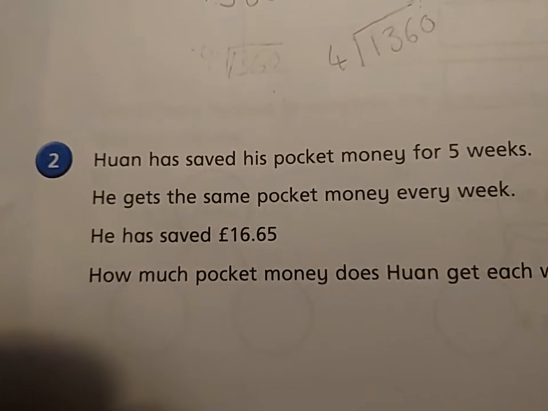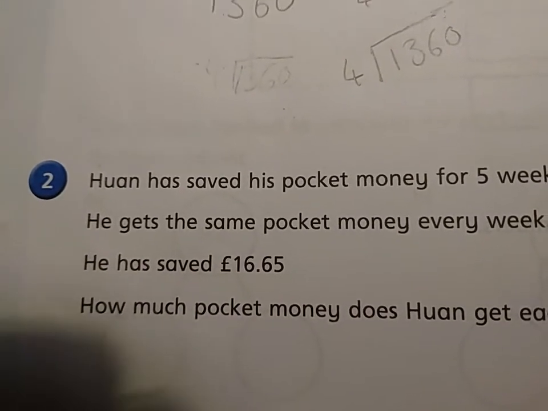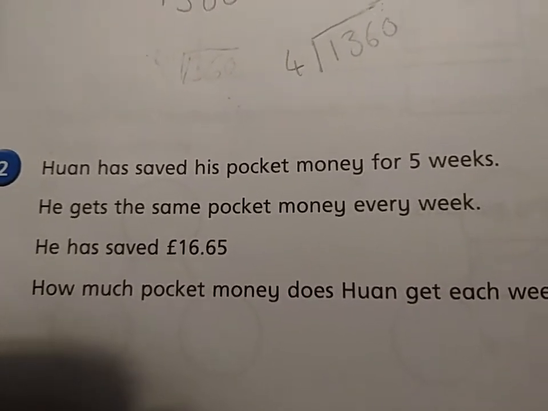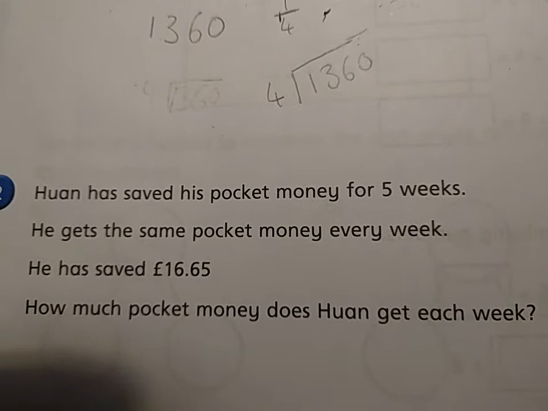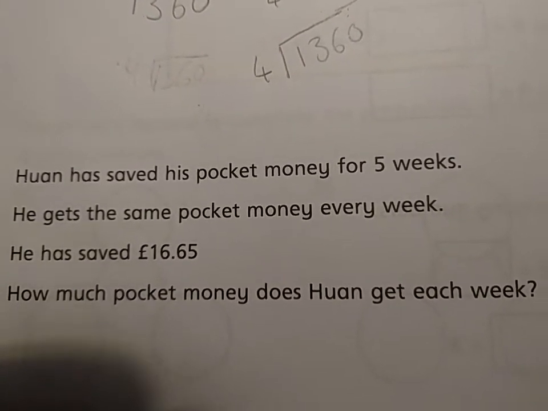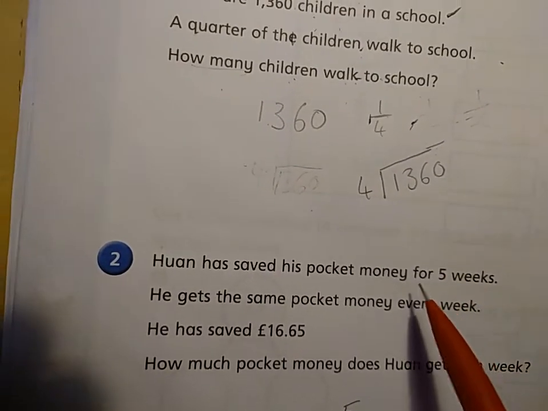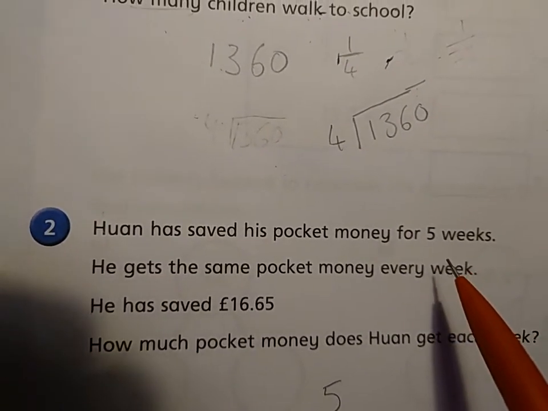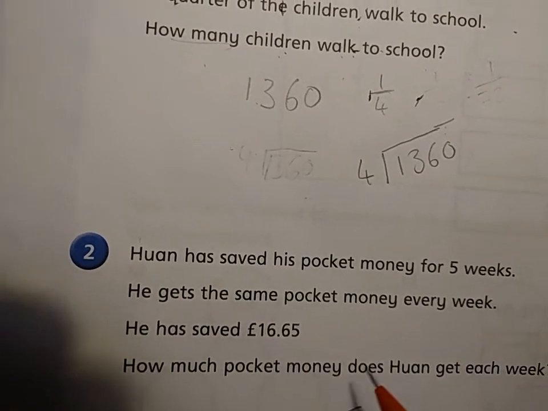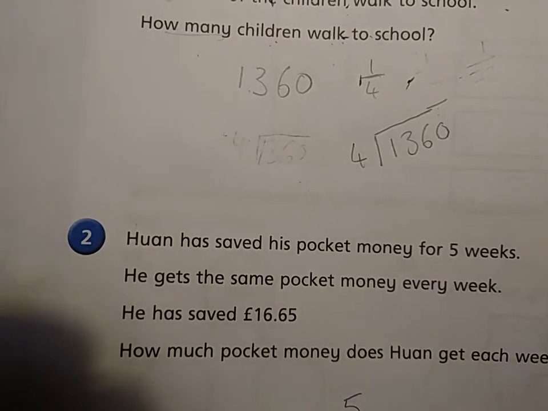Juan has saved his pocket money for 5 weeks. He gets the same pocket money every week. He has saved 16.65. How much pocket money does Juan get each week? There's a lot of information there. So we know it's got something to do with the number 5 because he's been saving it for 5 weeks. Well, okay, each week is equal, so that's an equal amount.